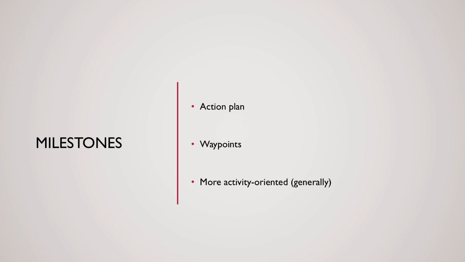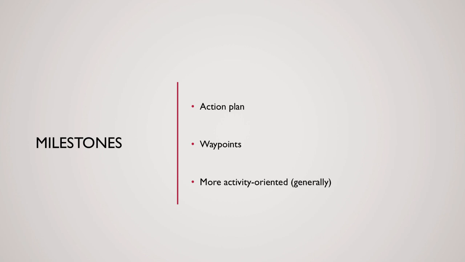We're going to do A, then we're going to do B, then we're going to do C, then we're going to do D, and that gets us to satisfying that objective, achieving that objective. Even though our measures and targets are more outcome focused, our milestones are typically more activity focused.